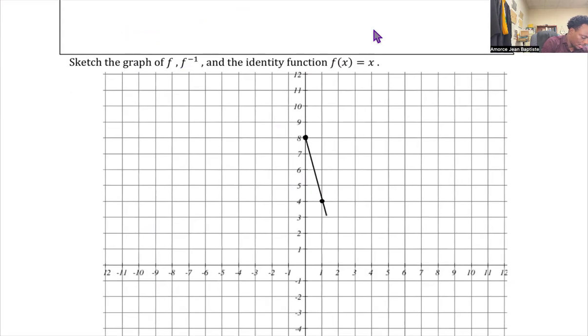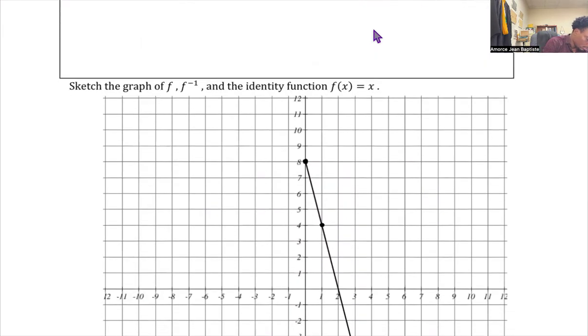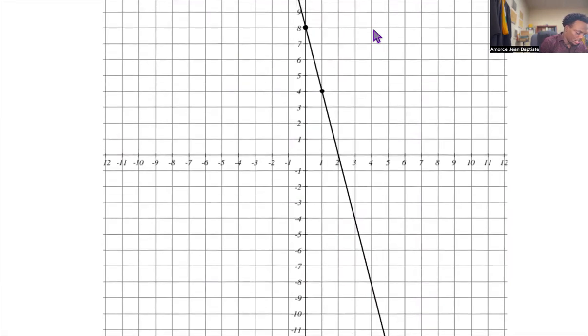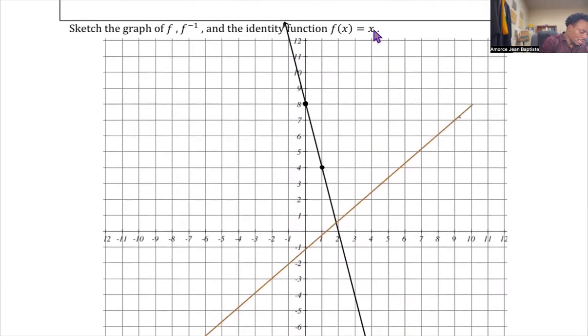If we connect these dots, we create the line. So we're going to have that. Okay, so that's the graph of f of x. That's f. Obviously, one-to-one. So because it's one-to-one, we can go ahead and find its inverse. But before I go, let me just sketch the line that y equals x, because I'm going to need it.